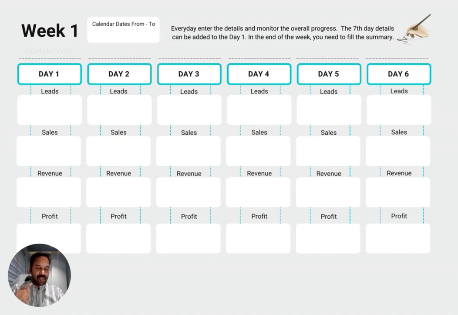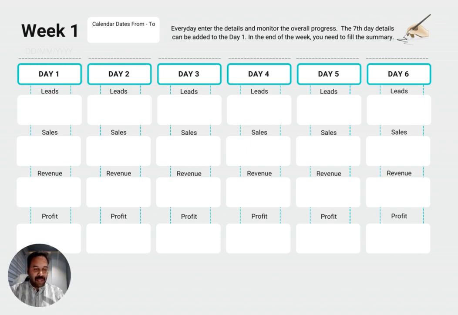Then day 1, just over the day 1 where you see the day 1, write that date. Okay. If it is Monday, 1st January, you write the date on the top. Then consider it is day 1. Then you mention in the evening how many leads you have taken. For example, if you have taken 50 leads, mention that 50. And after that, you have closed 5 deals, 5 sales, then write 5 sales.